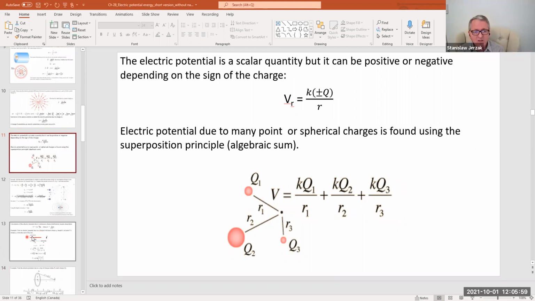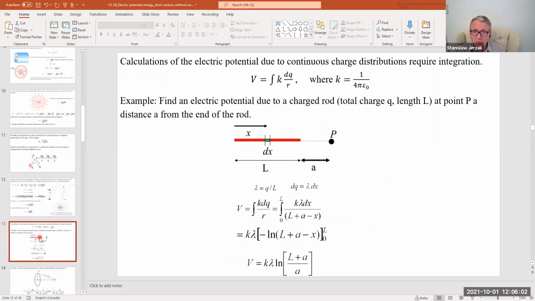I would like to calculate electric potential not due to point charges, but due to continuous charge distribution. When charges are continuously distributed, like the charge on a rod or on the surface of a sphere or on a plane, we have to calculate the electric potential using integration. We divide that charge into many tiny pieces and then integrate over the entire charge distribution. I would like to illustrate how to do this by using a simple example.